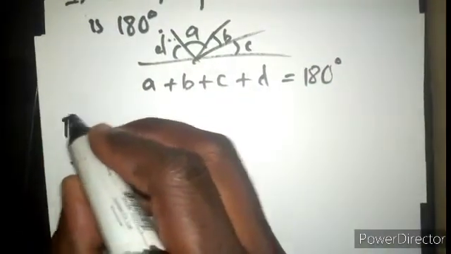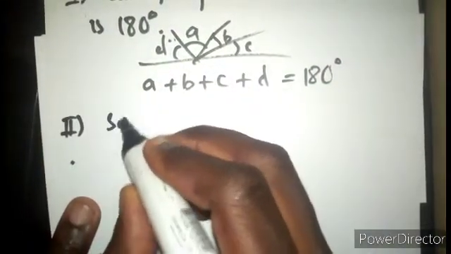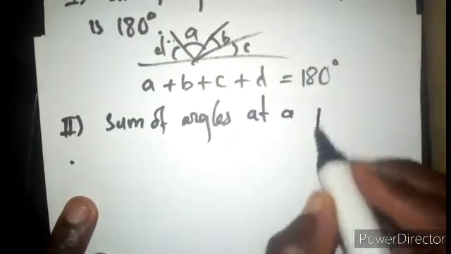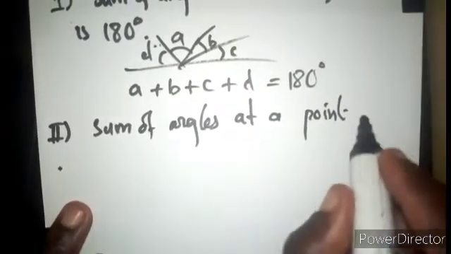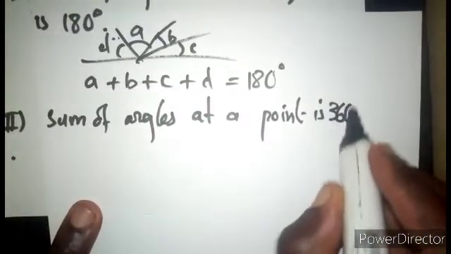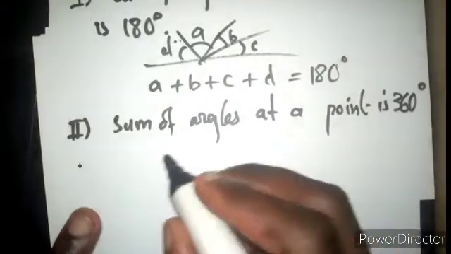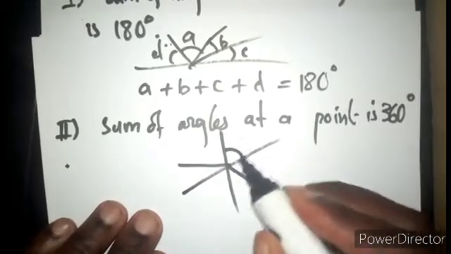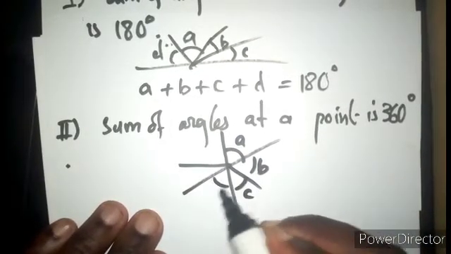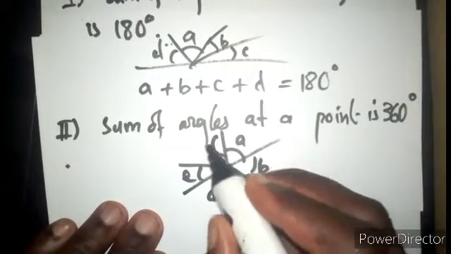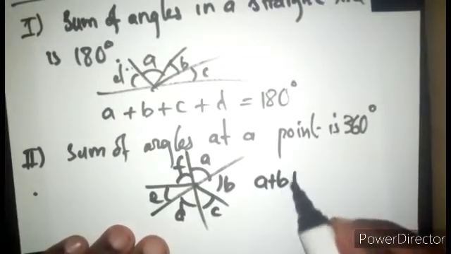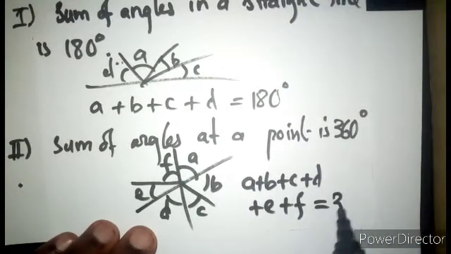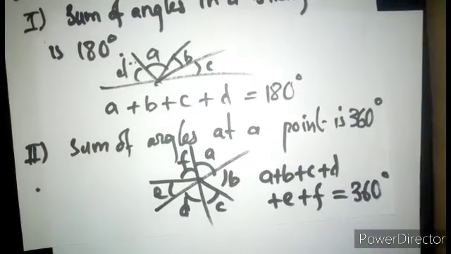The second fact is that the sum of the angles at a point is 360 degrees. That is, consider this. We have A, B, C, D, E, F. We are saying that A plus B plus C plus D plus E plus F is equal to 360 degrees.